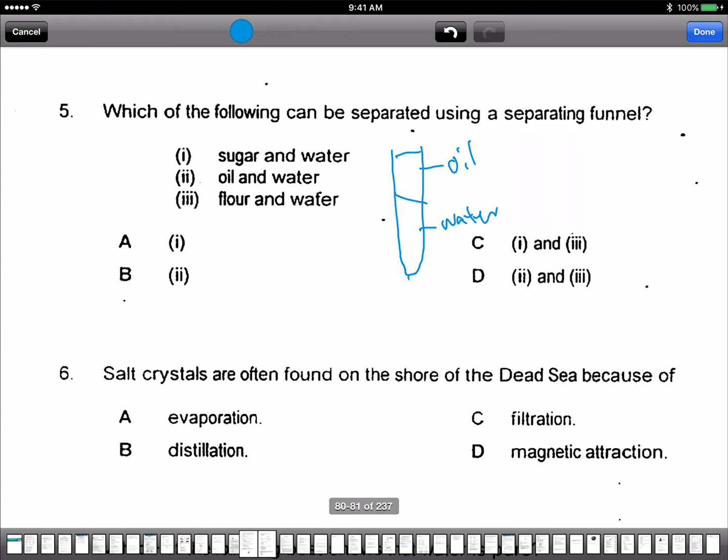So the separating funnel has got a tap. What you do is you open and close the tap. I drew it wrongly, never mind. You open the tap so the water will come out. Once all the water comes out, and you make sure the oil comes down, then just close. Okay, that's the separating funnel. Next.